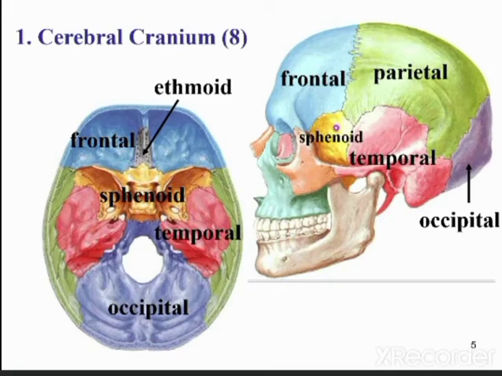The last one is here, the ethmoid bone. The ethmoid bone is a little difficult for study. In the internal view of the skull, you can see here the ethmoid bones. Only one ethmoid bone. From this picture, firstly, you should understand the 8 bones' name and their location.